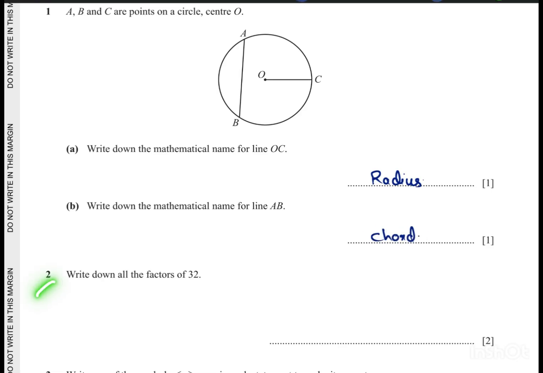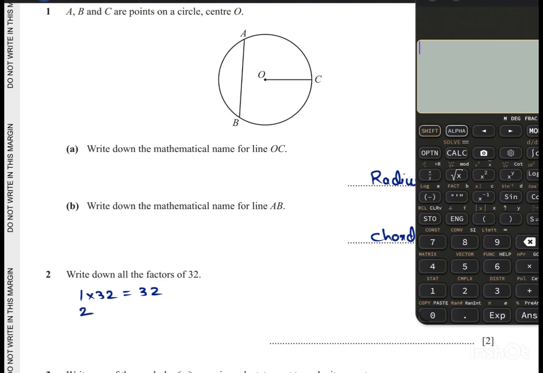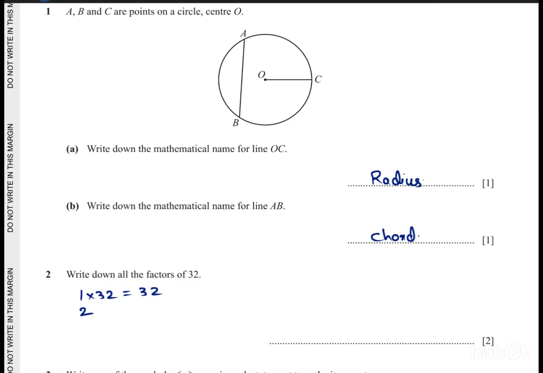Question 2. Write down all the factors of 32. While you are finding the factors of any number, you will have to start with 1 multiplied by the number itself. 1 and itself are always factors. Then start with other numbers. 2: divide by 2 and check. 32 divided by 2 is 16. So 2 into 16 is 32.